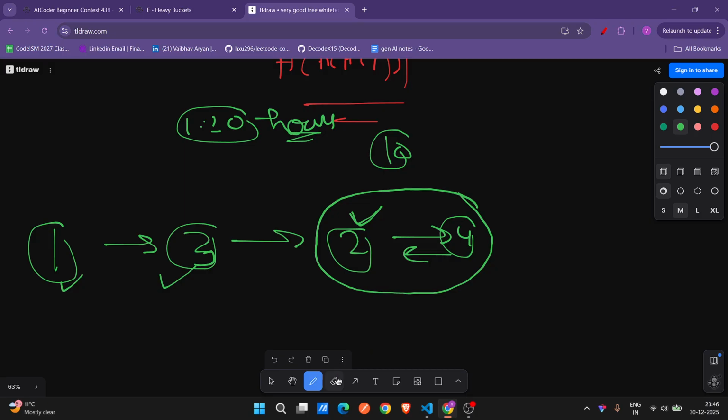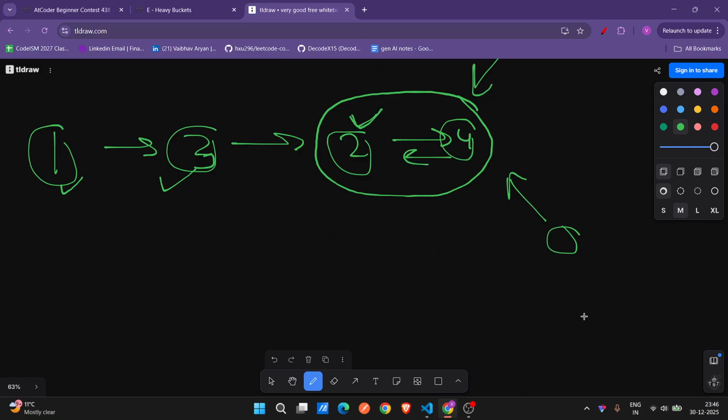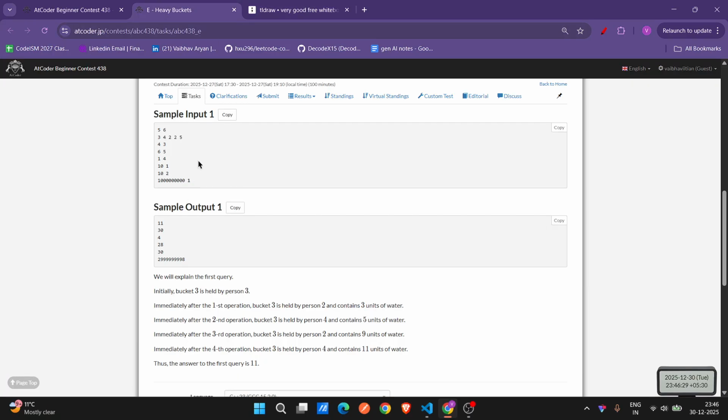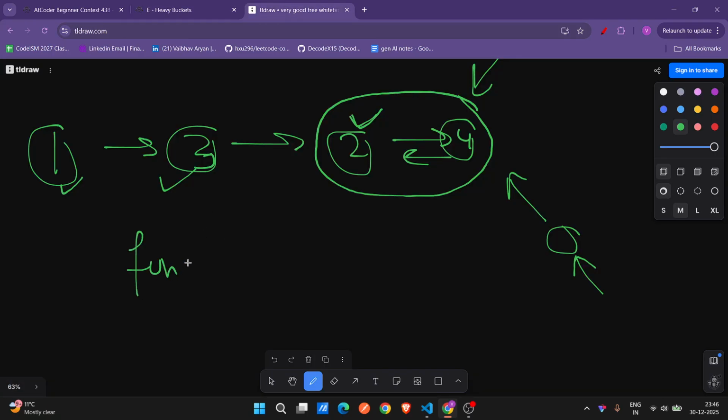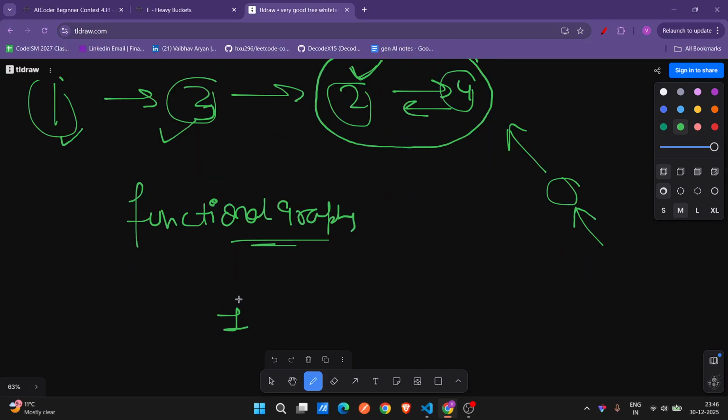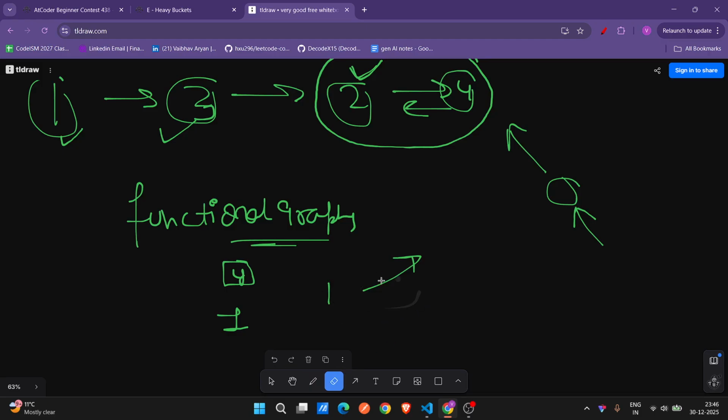But now the problem is that maybe there are multiple cycles in the problem. Okay, but the thing is, this graph is known as a functional graph. And you can also observe a property: if you have an index 1, it can connect only to one node. Suppose there is a value y, so there is an edge from 1 to y. Now 1 cannot have any other edges, right? So this is the property of a functional graph.